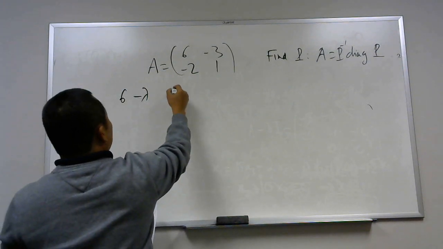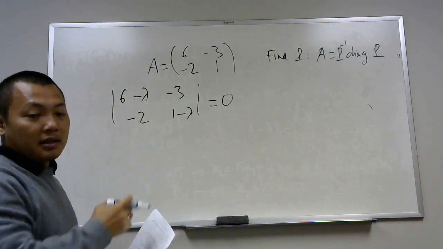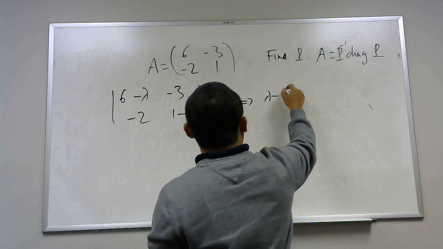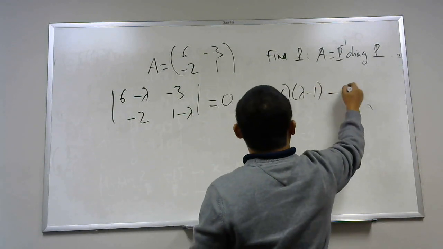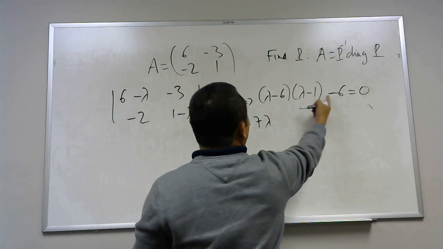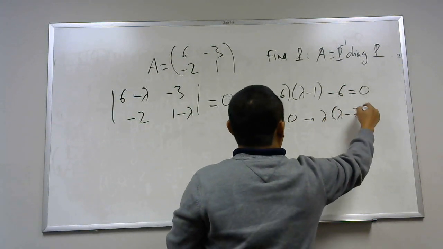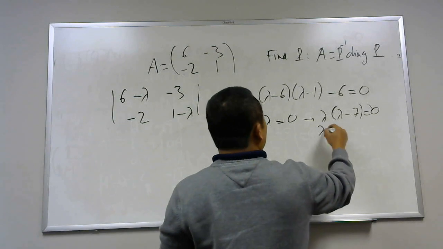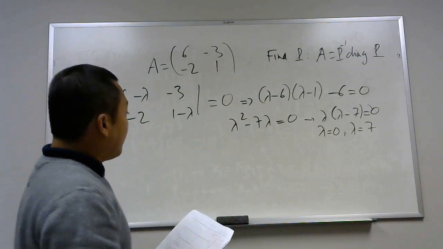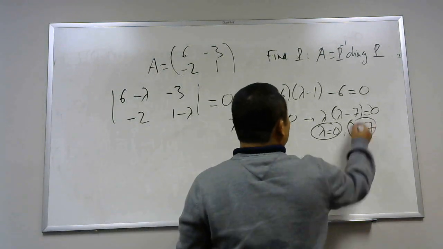Let's consider 6 minus lambda, -3, -2, and 1 minus lambda, and determinant equal to 0. This is the characteristic polynomial equation, right? So from here I get lambda minus 6, lambda minus 1, minus 6 equal to 0. So lambda square minus 7 lambda, 6 with 6 will be cancelled out. It's just 0. Or lambda minus 7 equal to 0. So I have lambda equal to 0 or lambda equal to 7. For lambda equal to 0, we need to find eigenvectors. For lambda equal to 7, we also need to do that.